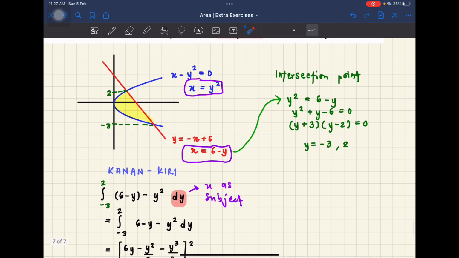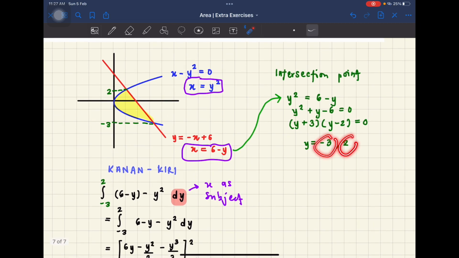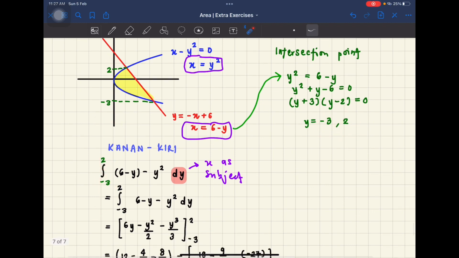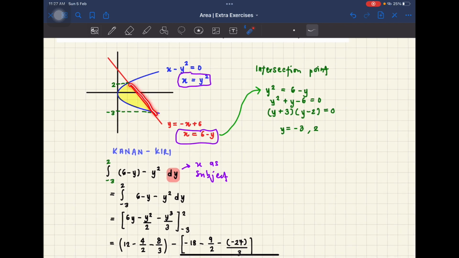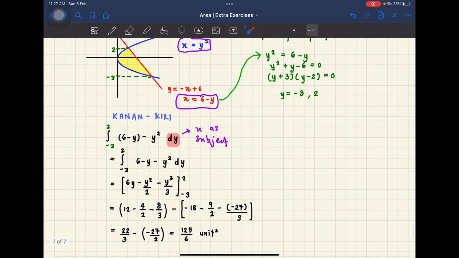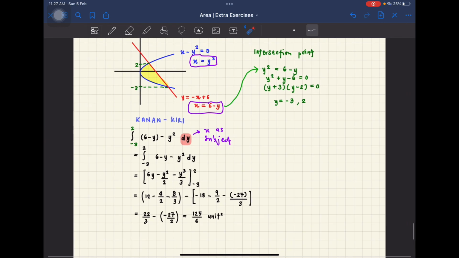Okay, alright, so kita dapatlah dua nilai, negative 3 and 2. So this one is negative 3, this one is 2. Okay, so kanan tolak kiri. Kanan is this one, masukkan dekat sini. Okay, and then kiri is the blue one, which is y square. So y square masukkan dekat sini. Okay, settle. So kalau boleh simplify, kita simplify. Tak boleh simplify, kita terus integrate and then just substitute the values. Dapat jawapan akhir. Settle. Alright, so that is all in this video.